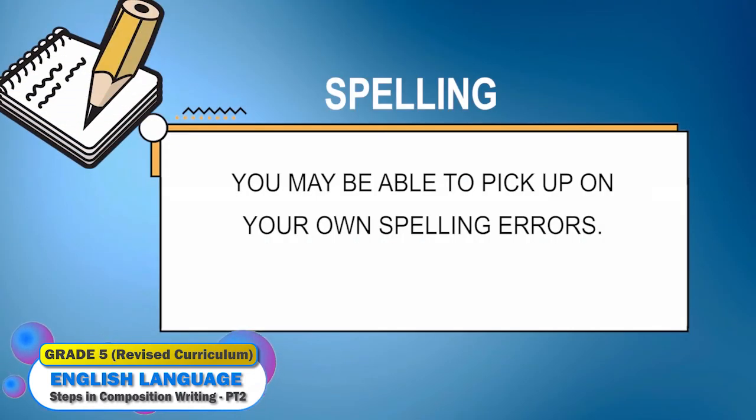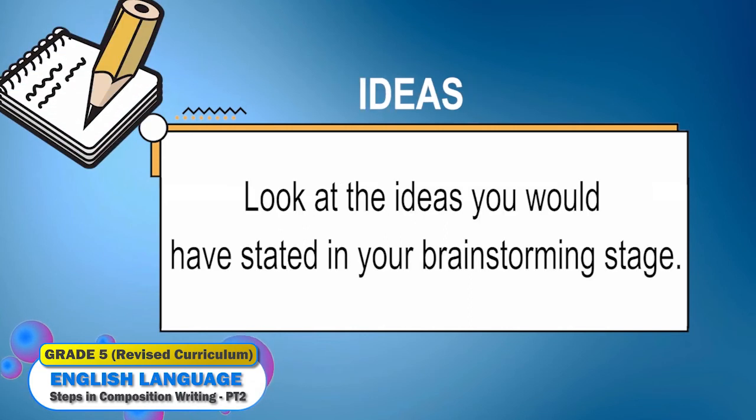We also take time to review and check on our spelling. You may be able to pick up on 1, 2, if not all of your own spelling errors. So be careful and watch out for them. You also look at the ideas that you would have stated in your brainstorming stage of writing. Remember, in your brainstorming stage, those were the ideas that you had planned to include in your composition. So you look back to make sure that you would have done that in your actual writing.